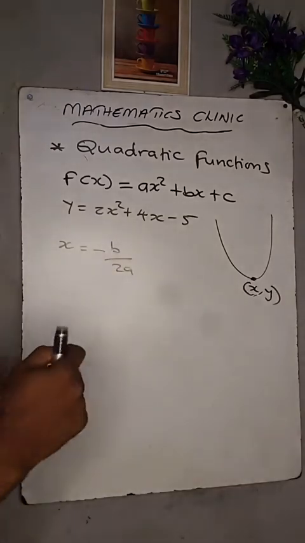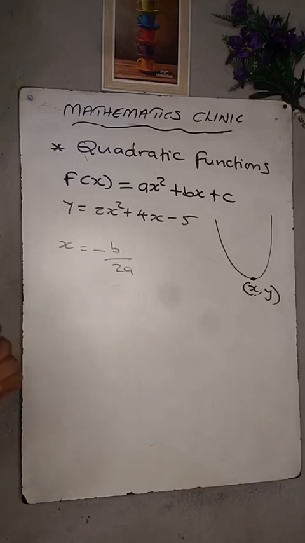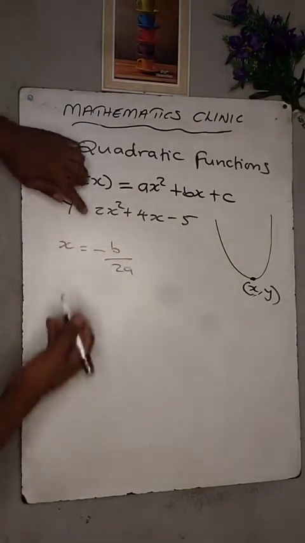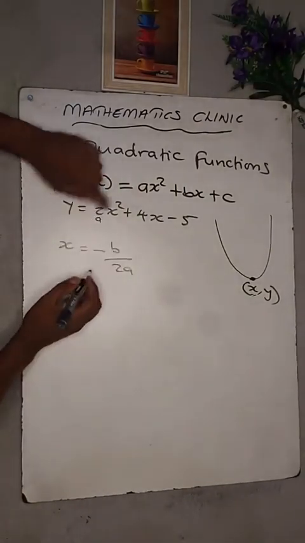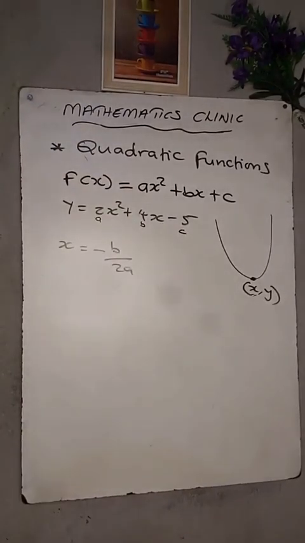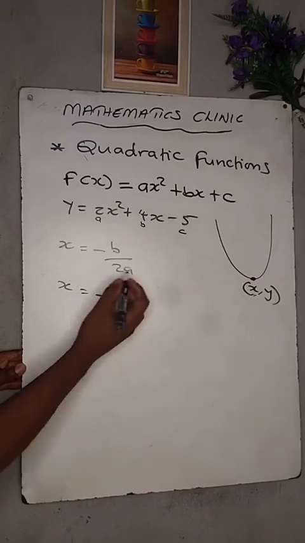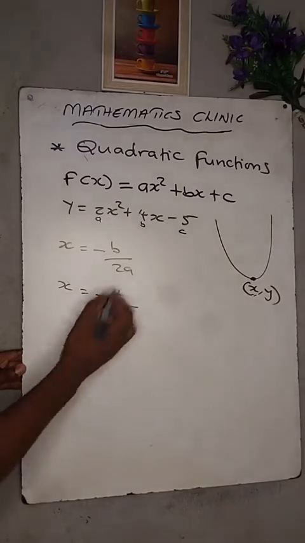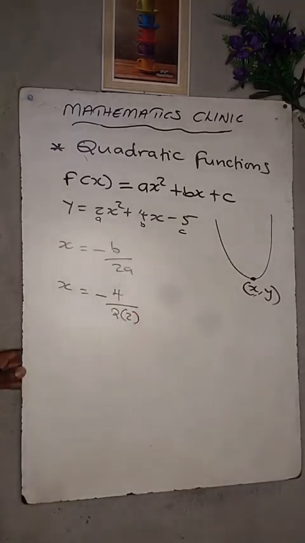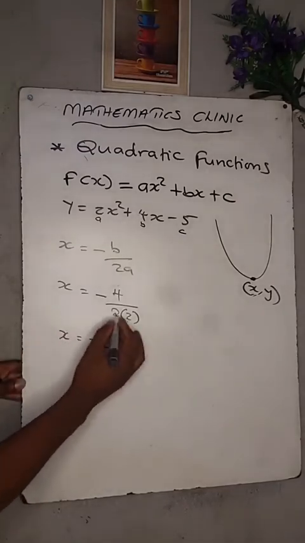Okay, so x is equal to negative b over 2a. That's the formula that we use. From the given function, remember this 2 is your a, this 4 is your b, and that negative 5 is your c. So you say x is equal to negative, what is your b? 4 over, what is your a? It is 2. Then x is equal to negative 4 over 2 times 2 is what?